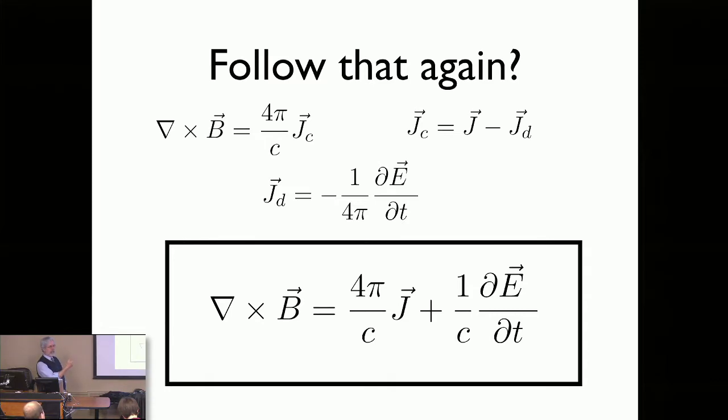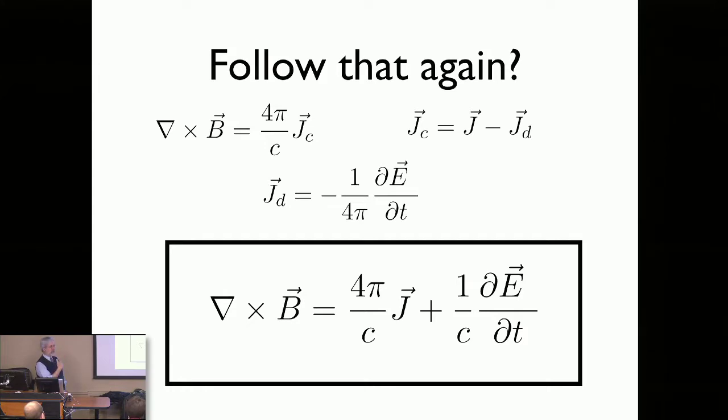But you see what you've done there is introduced a term as a mathematical convenience that's now acting as a source. It looks like a source for the magnetic field. This equation looks like J, total J, and the time derivative of E cause a curling B. That's what that looks like.